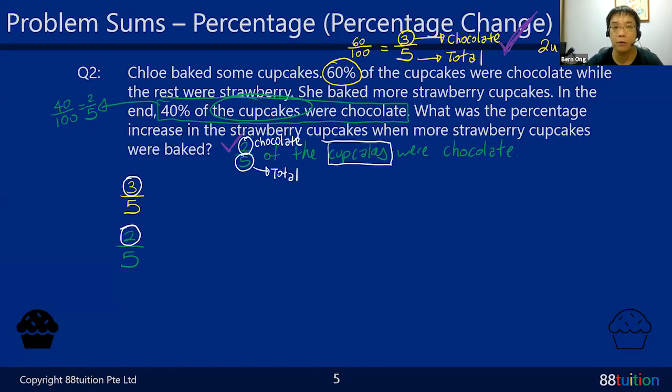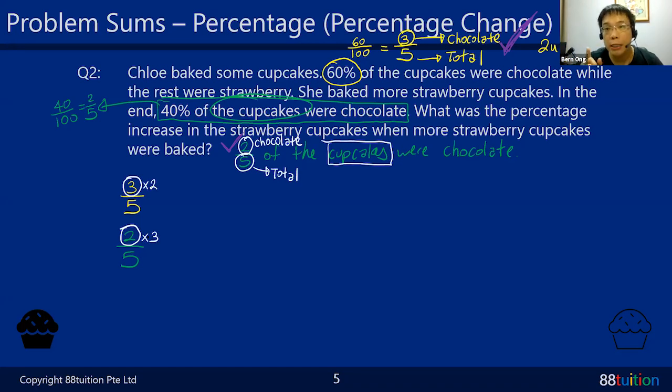LCM, wow, you know what's LCM? Good job. Between 3 and 2, what is the lowest common multiple? You think of your timetable. 3 timetable: 3, 6, 9, 12. 2 timetable: 2, 4, 6. So you purposely make this into a 6, times 2 here, times 3 here.